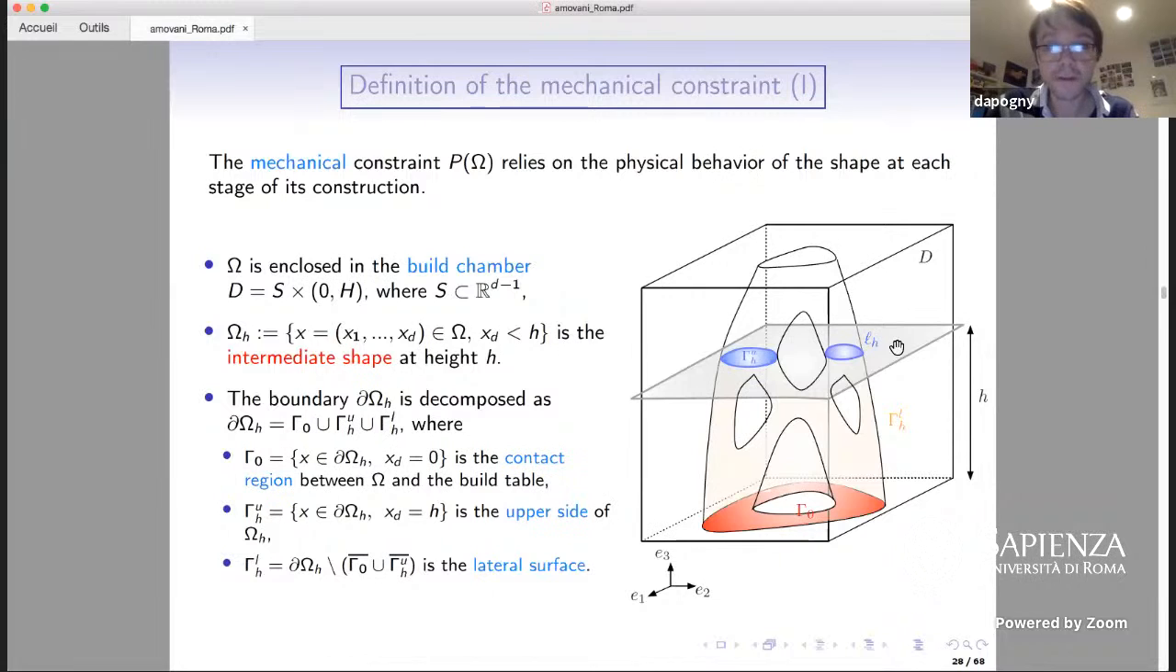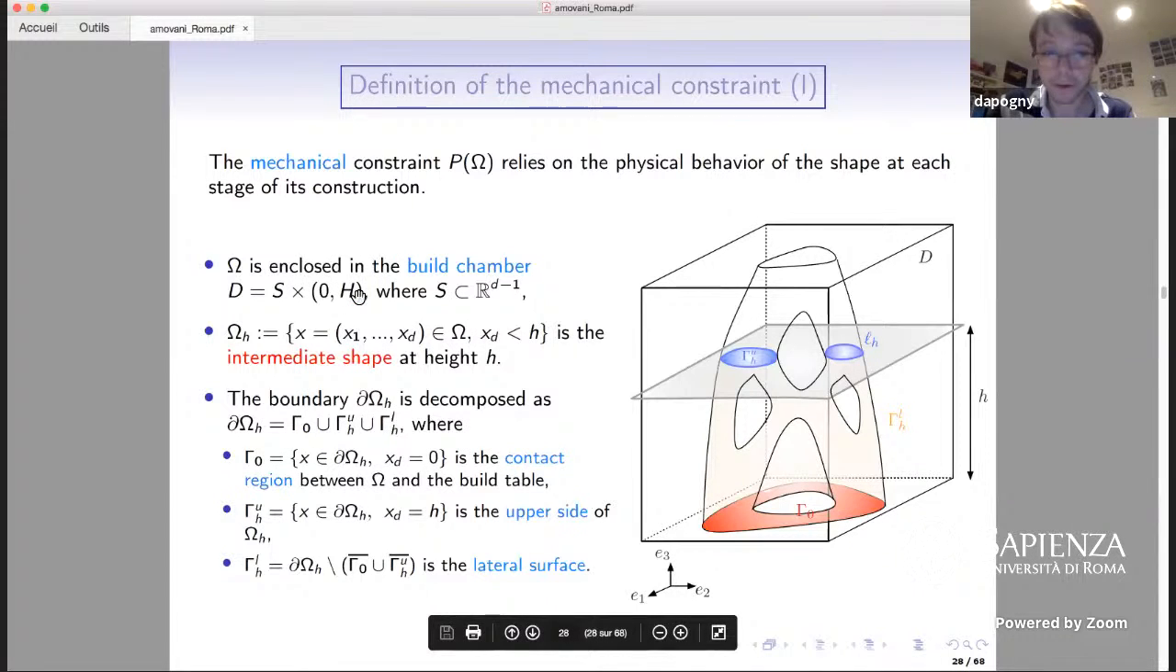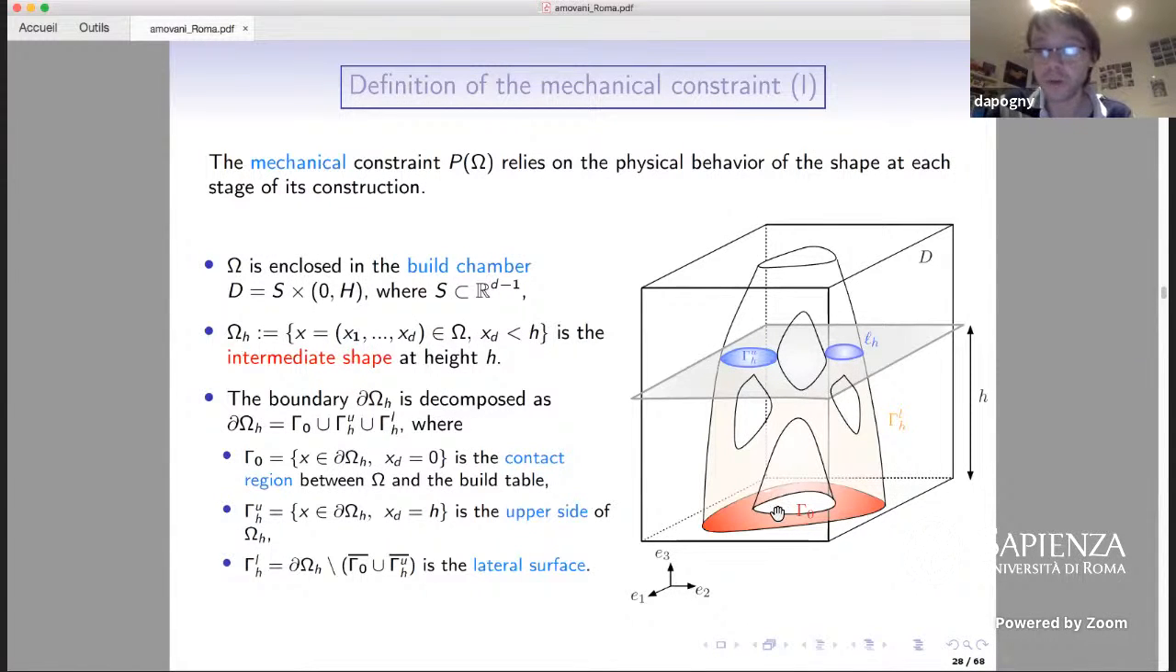And so in this sense, we'll suppose that all the shapes that we consider are enclosed in some fixed domain D, which will account for the build chamber. So it's a box with height capital H. And so we'll consider each intermediate shape with intermediate height that will be produced during the assembly process. Meaning that we consider the shapes omega h, which corresponds to omega when it is erected up to height small h. So omega h will be the yellow part here.